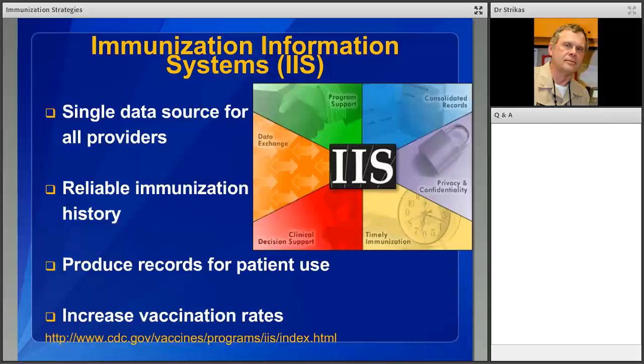Federal, state, and local public health agencies are continuing their efforts to improve the registries themselves and to increase participation by immunization providers.